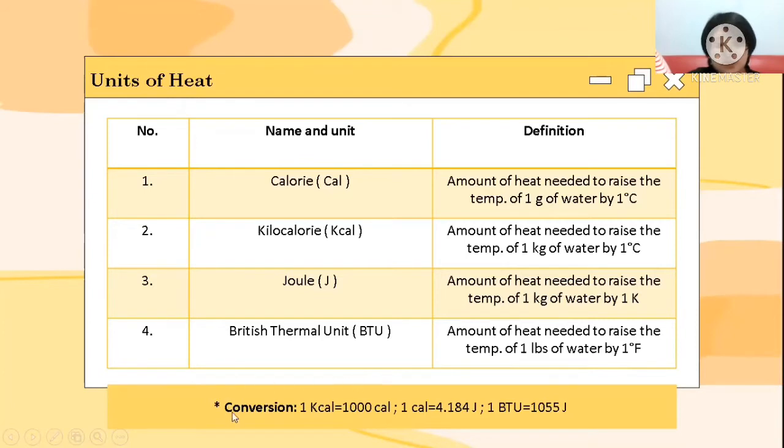Now, this part is very important, so I hope you guys will remember this part. 1 kilocalorie is equal to 1000 calorie. 1 calorie is 4.184 joule, and 1 BTU is 1055 joule. Okay?